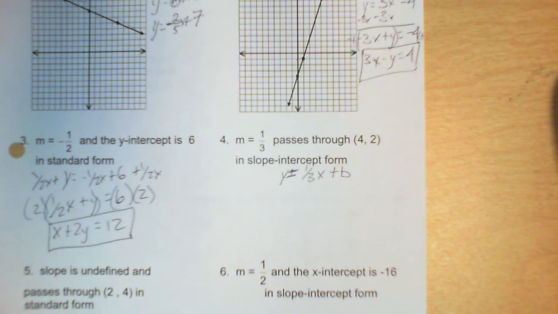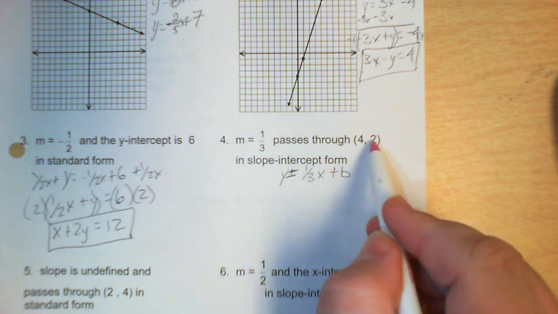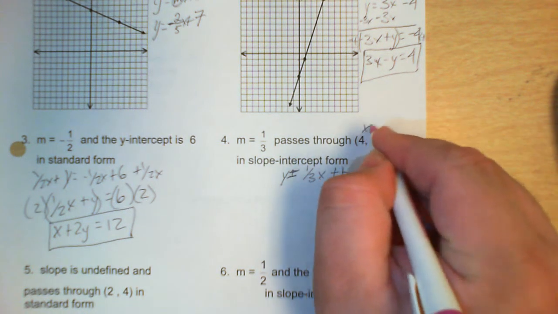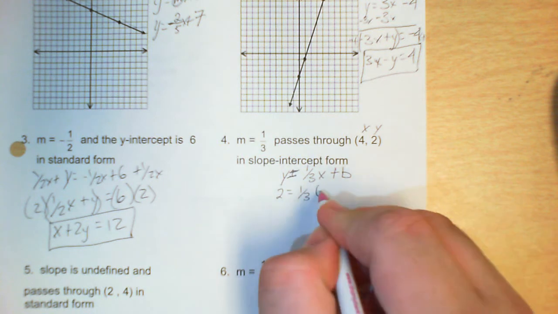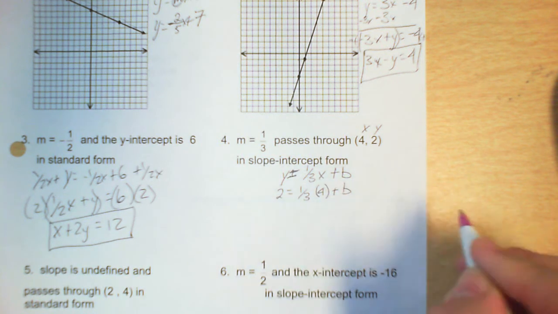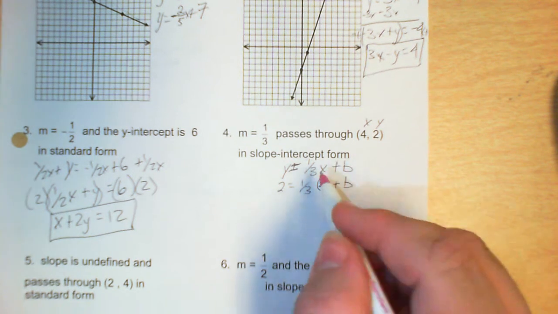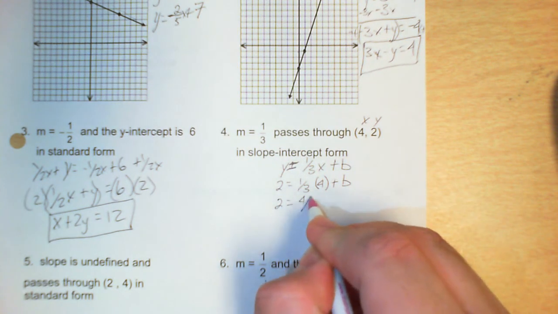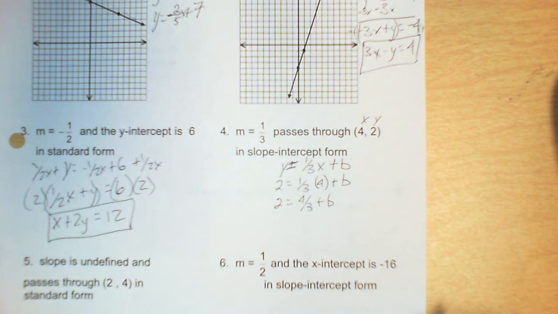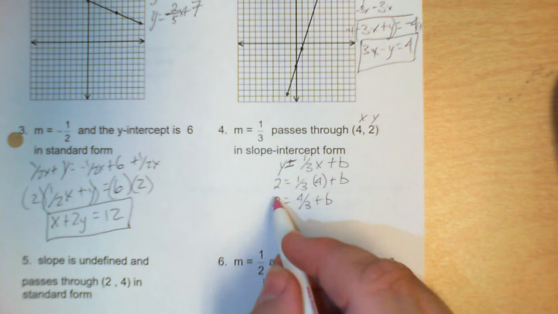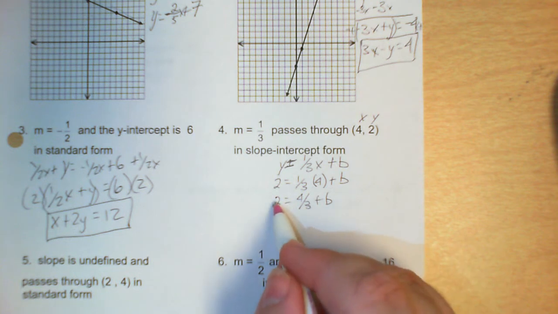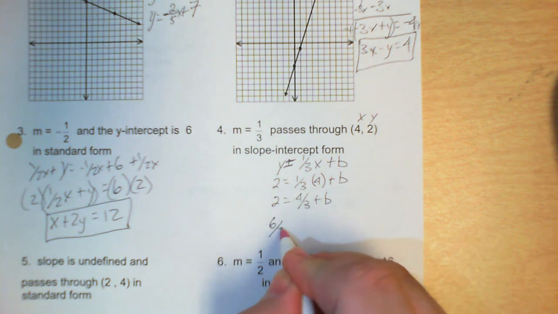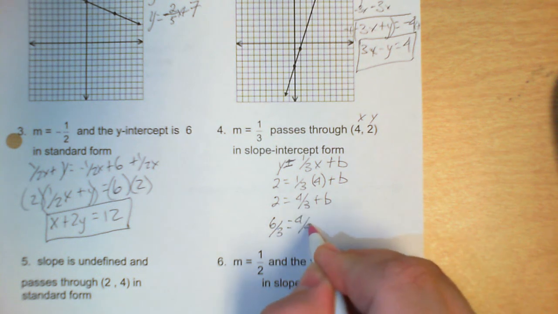Very simply, I'm going to plug in 4 and 2. So this is my x, this is my y. So 2 equals 1/3 times 4, plus b, because I'm solving for b. Now I can solve for b. I get 2 equals 4/3 plus b. I'm going to convert 2 into a fraction with respect to 3. Best way to do that, 2 times 3 is 6. So I have 6 over 3 equals 4 over 3 plus b.